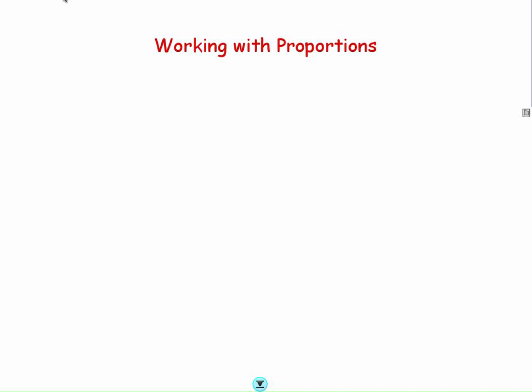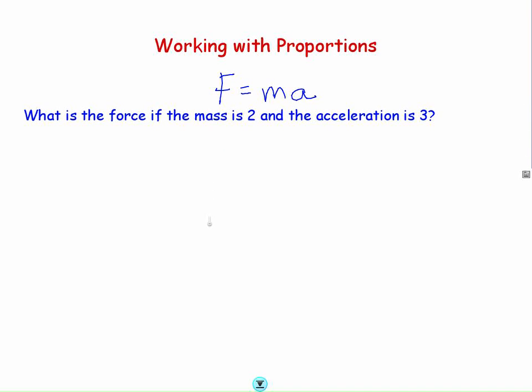Let me start off with a real easy equation that we're going to learn later on in physics. Just three variables, F equals ma. And that stands for force equals mass times acceleration. Now normally when you work with an equation, you get a question that looks something like this. What is the force if the mass is 2 and the acceleration is 3? And of course that's real easy.